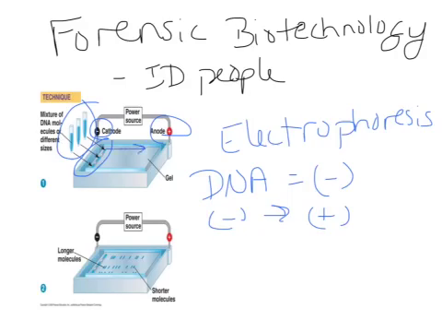And a negative and a negative, okay, they don't like each other. So that's also going to push the DNA. So you've got a combination of the negative charge pushing the negatively charged DNA away from it, and the positive charge on the other side attracting the negative DNA towards it. Okay, and so that'll help the DNA move through the gel.